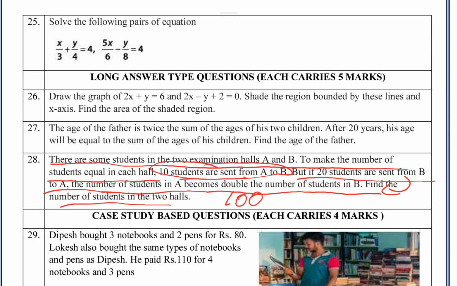Because A is having 100 students and B is having 80. If 20 students are sent to A, it will be balanced, and A will send 10 students to this one, it will become 90. So this is the answer you may get.